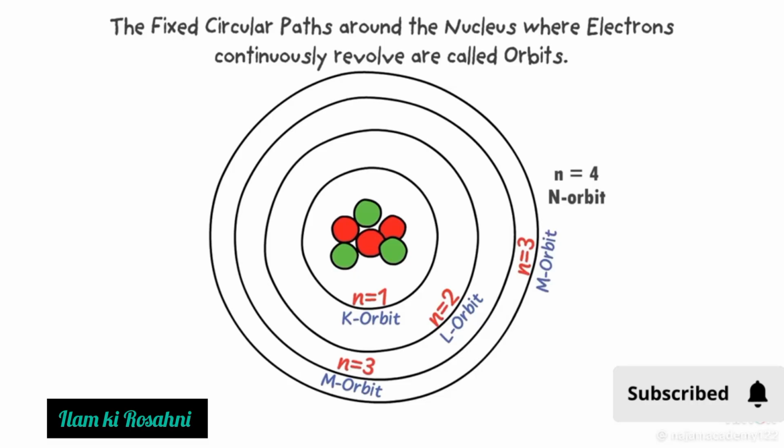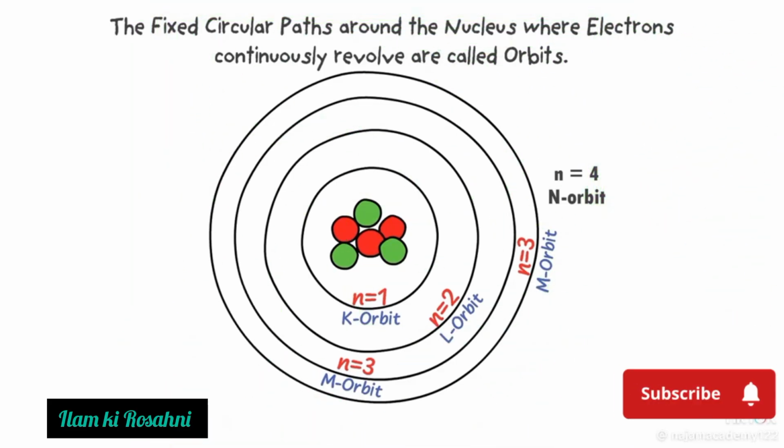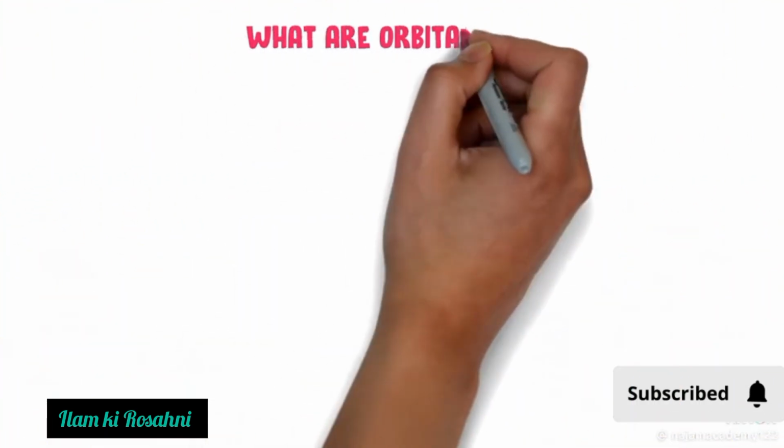Thus remember that orbits are the fixed circular paths in which electrons revolve around the nucleus. And every orbit has its own proper name. For example, K orbit, L orbit, M orbit, and N orbit. Now let me teach you what orbitals are.